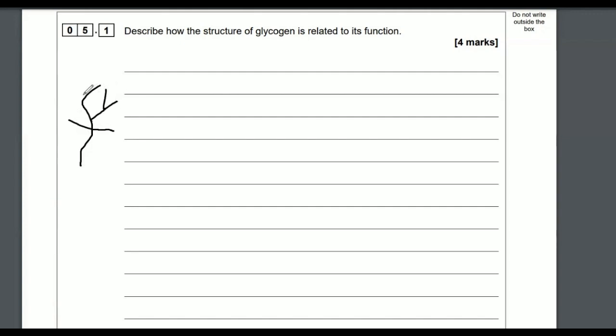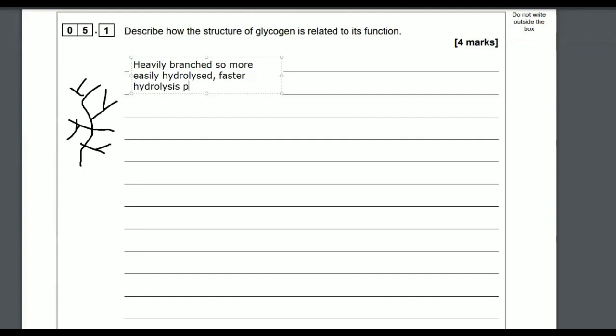Right, we're on to question 5. Describe how the structure of glycogen is related to its function. Okay, well, you can see from my incredible D grade level GCSE art diagram, glycogen is heavily branched. So what does that mean if it's heavily branched? It means that it's more easily hydrolyzed, easier to snap some of these glucose monomers off. Faster hydrolysis means you've got more rapid access to energy.